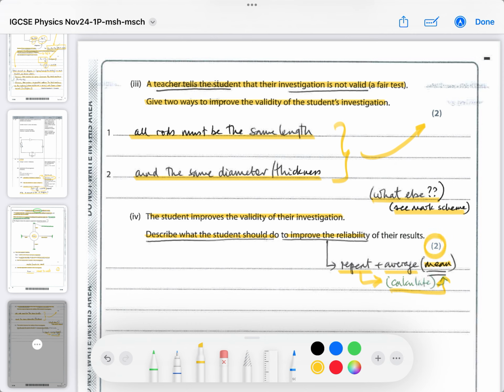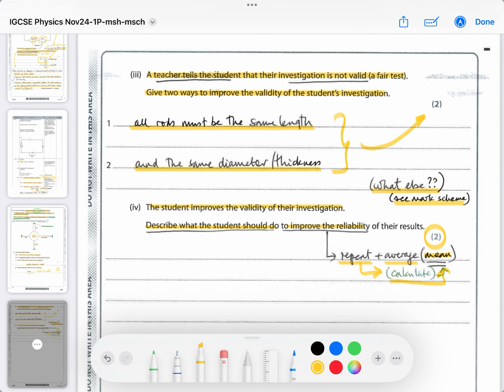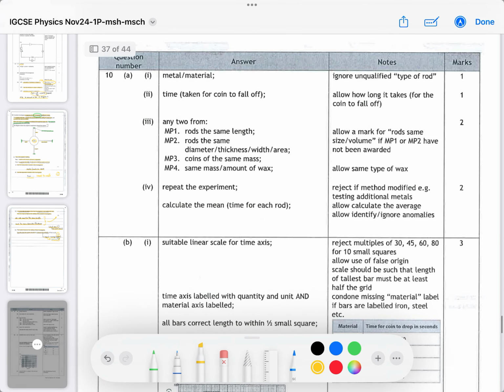Reliability is checking that each time you do it, you get the same result, so there's no anomalous data in there. Like it didn't just fall off by accident, the coins at the end. So that's another question. Question 10, we've talked about that.